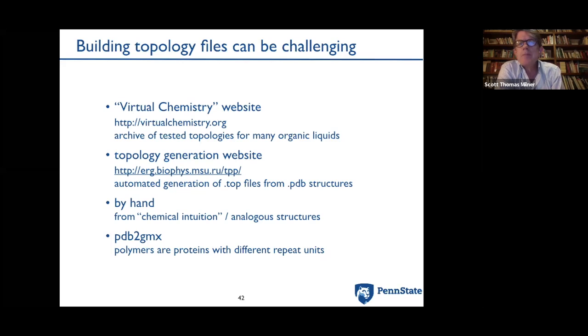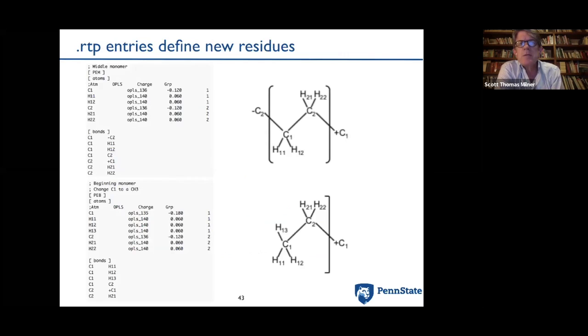Right, so what are these RTP files? These residue topology files, I'm about to show you now kind of how that works. What do they look like? Well, here's, where's my mouse? Oh no, of course I can't go there. That's the one shortcoming of this way of sharing: you can see the screen just fine, but I have no pointer.